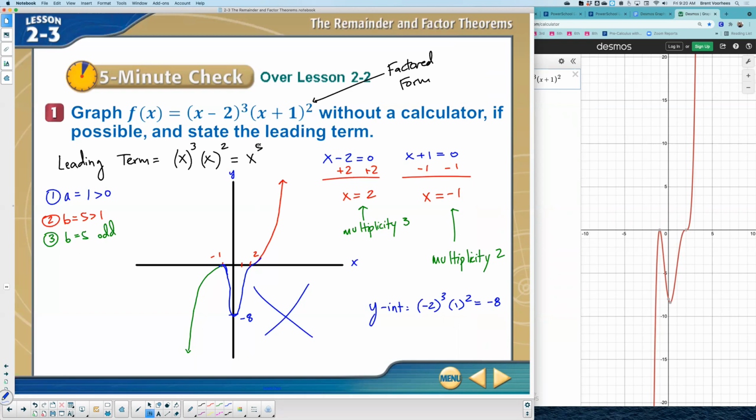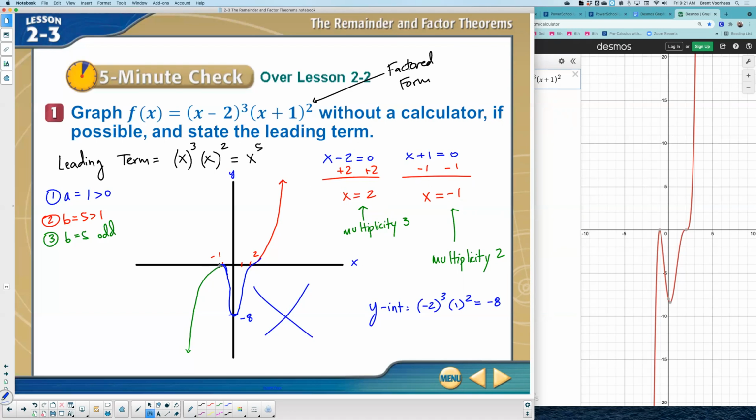You could have a maximum how many zeros? A maximum 5 zeros and a maximum how many turns? 4. Or extrema? 4. Let's count this one. This 0, it looks like it only has 2 real zeros, but you would actually count all 5 of them as being real because of multiplicity. You would say this one counts 3 times, this one counts twice. So all 5 would be real.